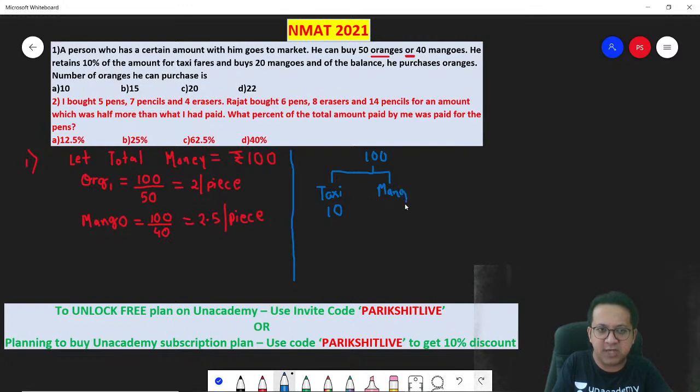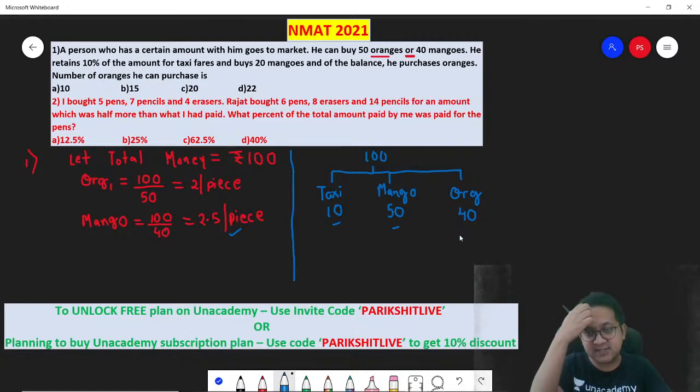So 20 mangoes, how much money will he spend? Remember, one mango is 2.5. So if you are buying 20 mangoes, 20 into 2.5 is 50 rupees you have spent on mangoes. And of the balance, he purchases oranges. What is the balance? Out of the 100 rupees, I spent 10 on taxi, 50 on mango. So 60 rupees is gone. Balance is 40 rupees.